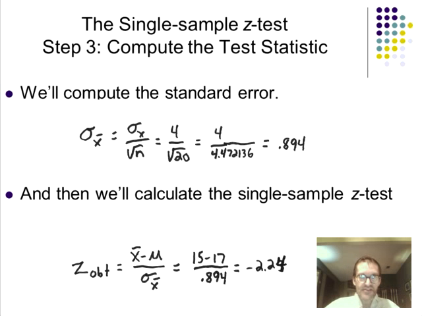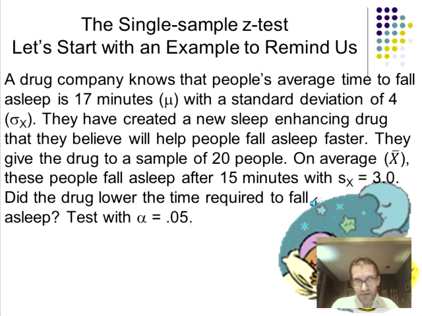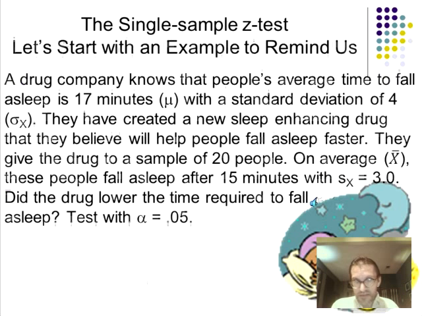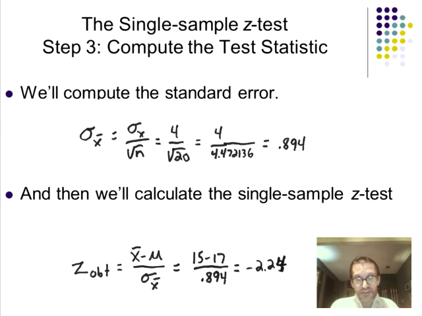Step 3, compute this test statistic. We know we compute a standard error, sigma sub x bar, and we take the original sigma sub x divided by the square root of the sample size. So we get the original sigma of 4, divided by the square root of the sample size. The sample is 20 people. So sigma sub x bar equals 4 over the square root of 20, or 0.894.